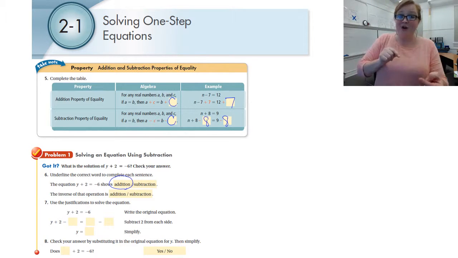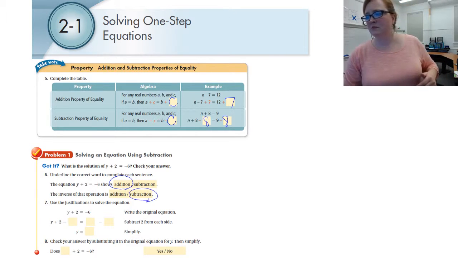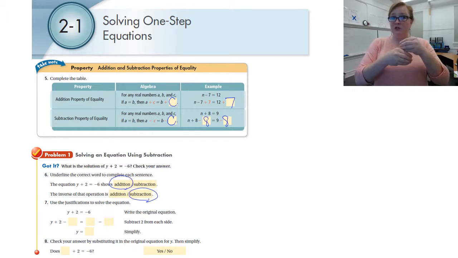The inverse of that operation is which? Addition or subtraction? The inverse of addition, subtraction. Addition and subtraction are opposites. Number 7, use justifications to solve the equation.